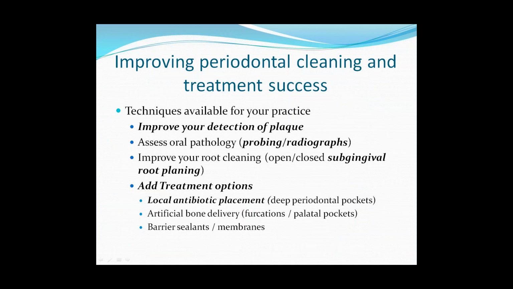So hopefully in the last hour or so, we've been through some cases and talked about improving your periodontal cleaning and maybe ways of improving your treatment success. The things I particularly wanted to cover was detecting plaque, because plaque is the main cause of periodontal disease. If you don't have plaque, you don't get periodontitis, you don't get periodontal disease. So you can detect plaque by using either erythrosin or fluorescein.